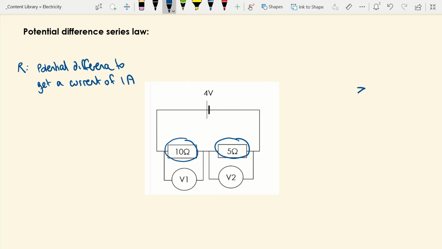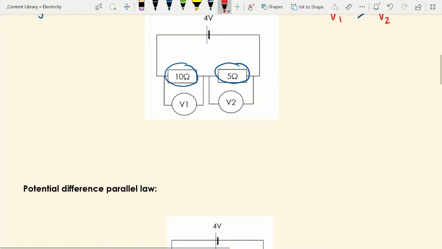So if you have a bigger resistor, you have to have a much bigger potential difference to get the current of 1 amp here. So what we're going to see is that V1 is going to be bigger than V2 because the resistance is bigger. So you have to remember that the laws work a bit differently with current and potential difference. So here, bigger resistance means a bigger potential difference when we've got series resistors like this.